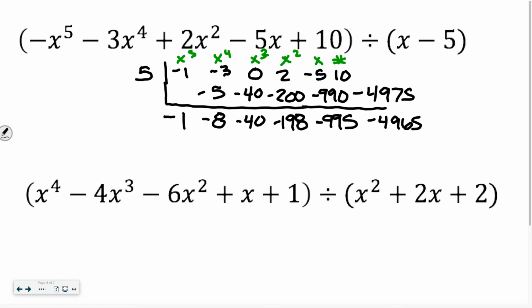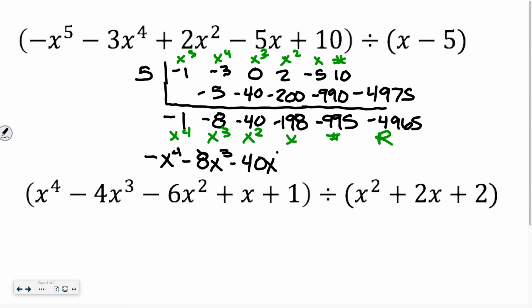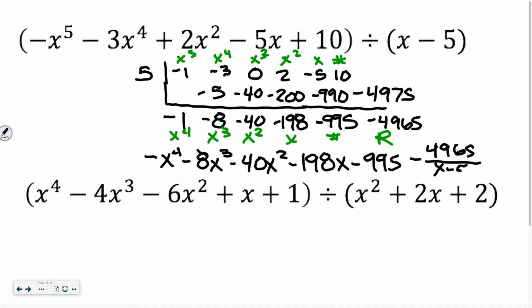So then my answer, remember this is x to the 5th, now my answer is x to the 4th. X to the 4th, x cubed, x squared, x, a number, and a remainder. So I'll get negative x to the 4th minus 8x cubed minus 40x squared minus 198x minus 995. And now I'm going to do a minus 4,965 all over x minus 5.